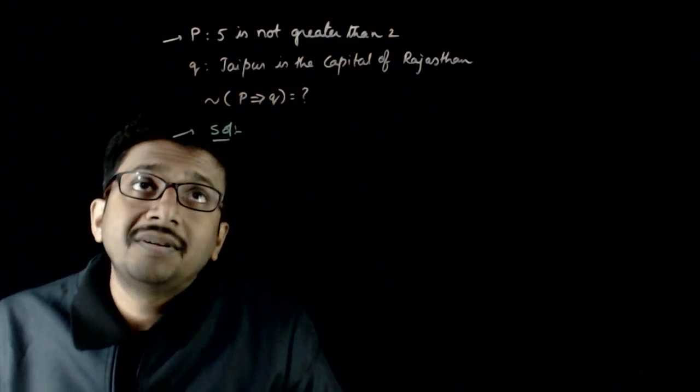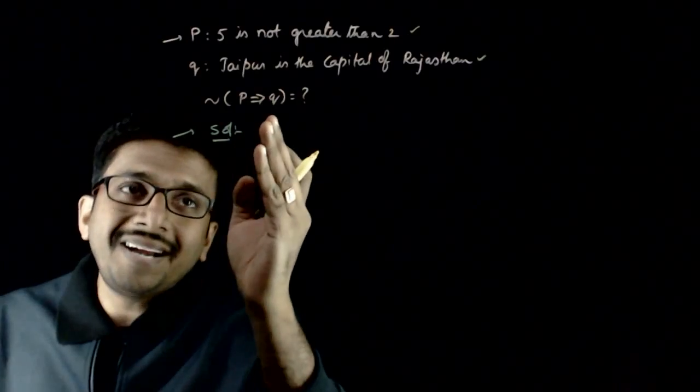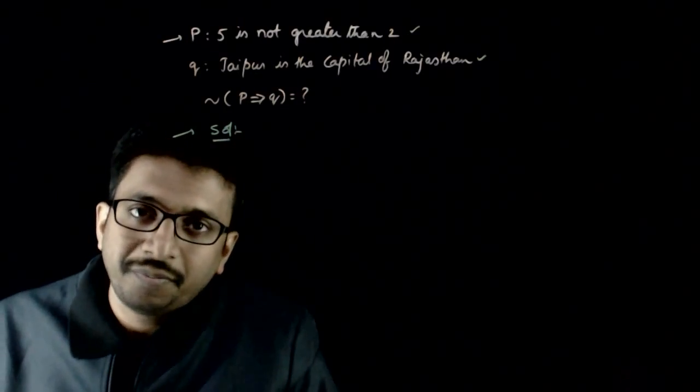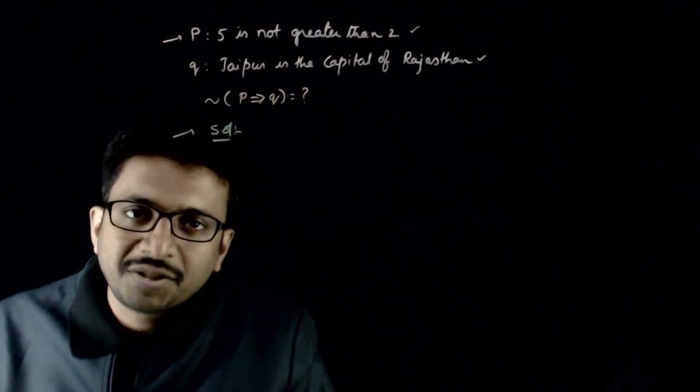So welcome students. In this question you're given two statements P and Q and you're asked to find the negation of P implies Q. So how do you find the negation of P implies Q?